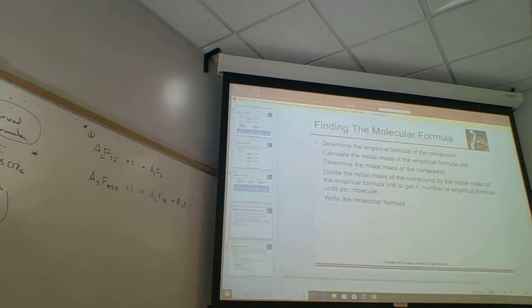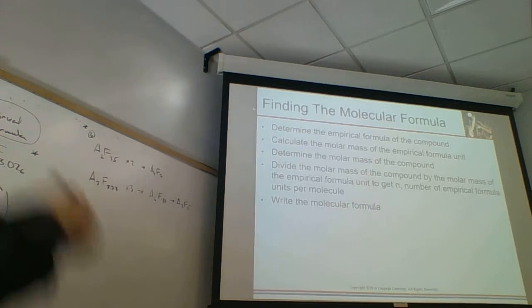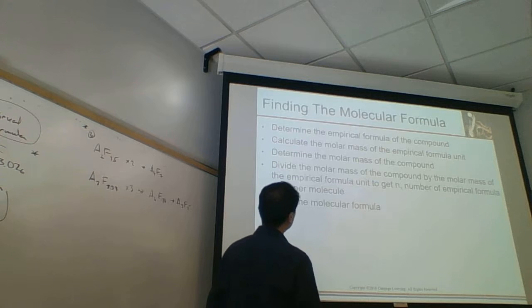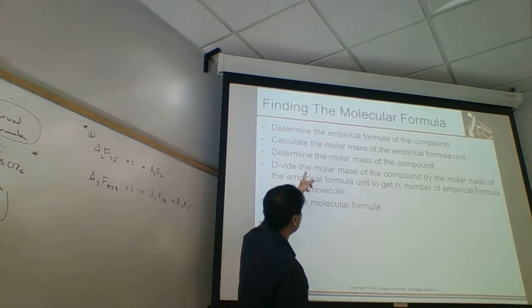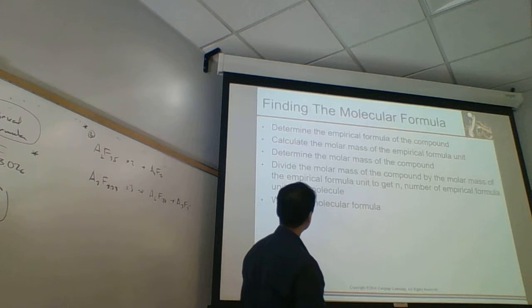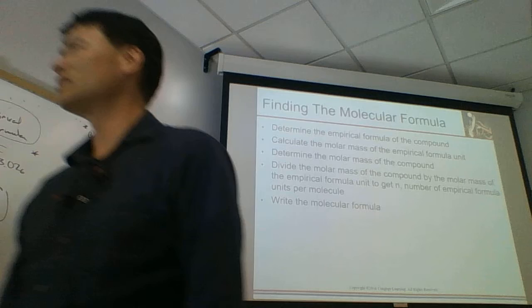And so basically all we're doing is comparing the masses to figure out: do they match or are they different? If they're different, then where are they different? Your book is going to have you do something a little different. Determine the empirical formula of the compound, calculate the molar mass of the empirical unit, and determine the molar mass of the compound, which is given.